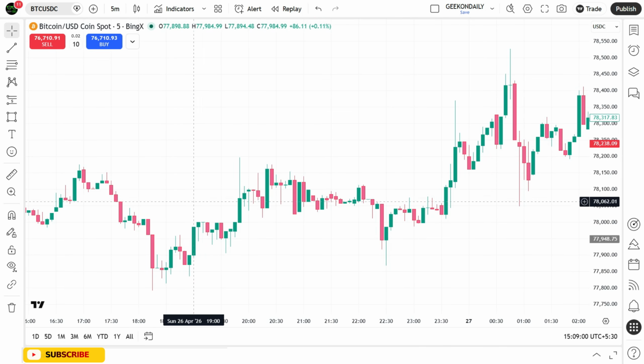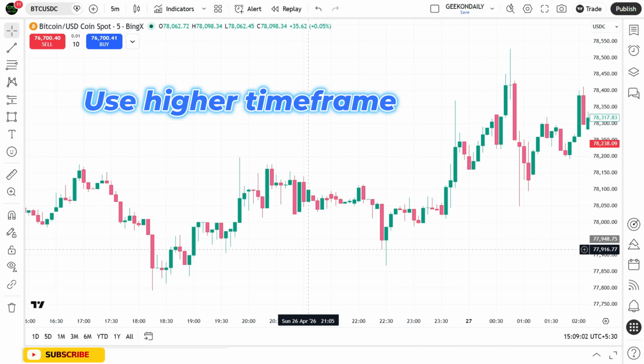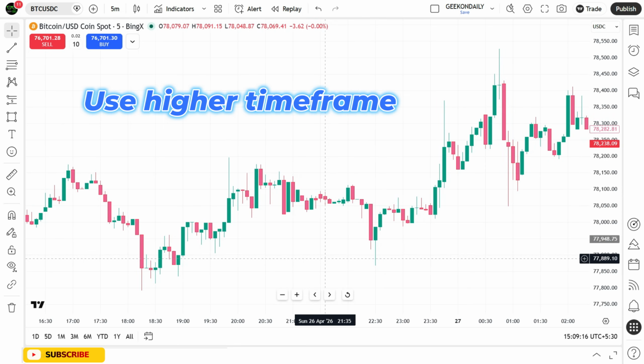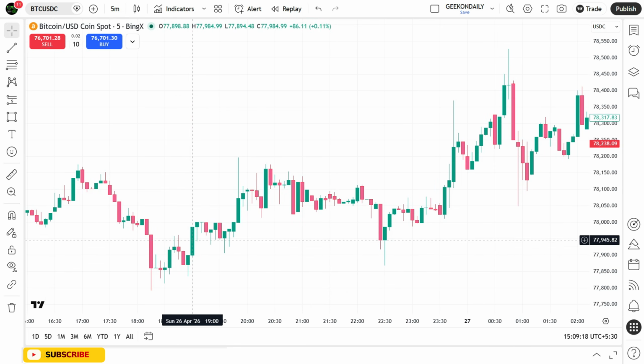One important thing to keep in mind when using this strategy is the time frame you choose. It's generally more reliable to apply this approach on slightly higher time frames, such as 5 minutes and above. On very low time frames, price can be more noisy and less consistent, so waiting for clearer structure can help you make more informed decisions.